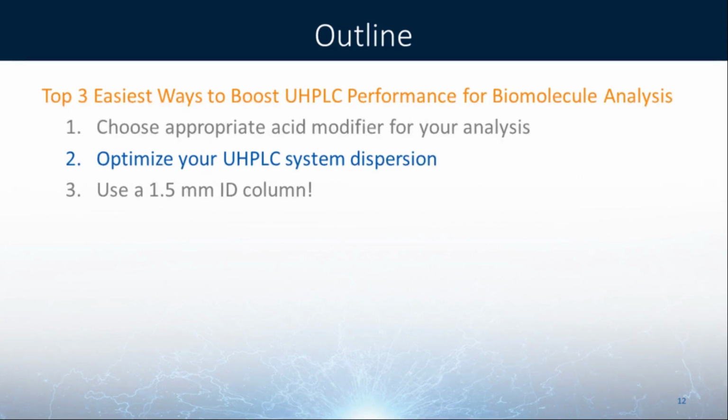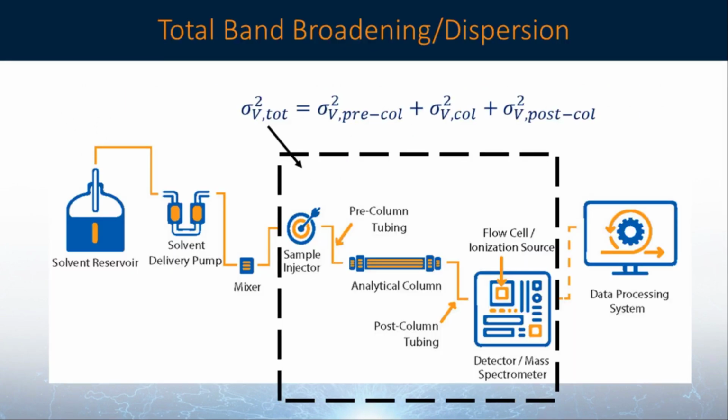Now let's shift the discussion to how to optimize your UHPLC system dispersion. Total band broadening or dispersion. Here we have a simple diagram of a UHPLC system. The portion in the black dashed section represents the total dispersion.